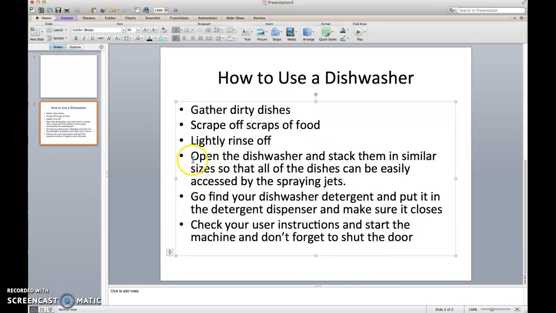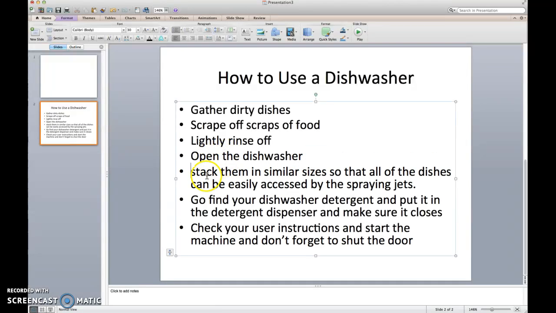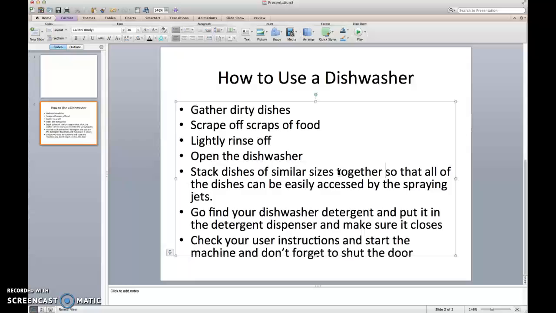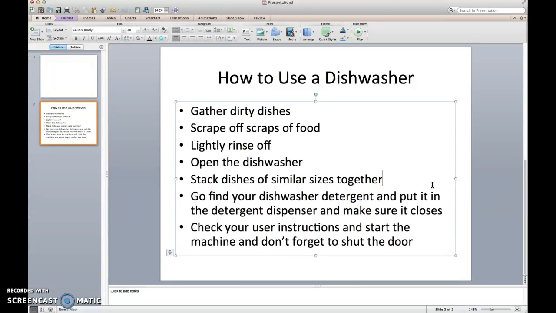Open the dishwasher. Now here we have a compound command. Open the dishwasher, stack them in similar sizes, and we're giving a little explanation here why we want to do that. You can leave that to the person to talk about in their presentation. So I'm going to create a new bullet, open the dishwasher, stack them, what's them? Stack dishes of similar sizes together, and then delete the rest. Stack dishes of similar sizes together, with the imagining that my presenter is going to say, well, when you put things of like size together, it's easier for the jets to get to them because they have similar contours, shapes, sizes, etc.